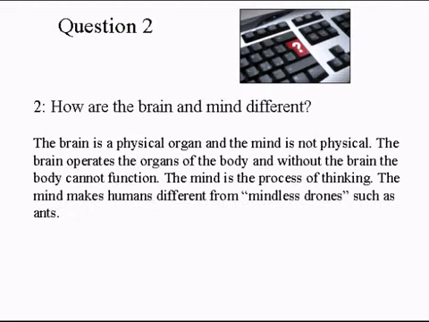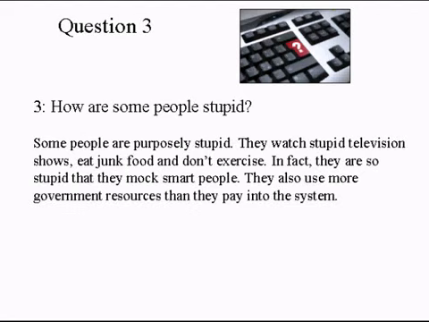How are the brain and mind different? The brain is a physical organ and the mind is not physical. The brain operates the organs of the body, and without the brain, the body cannot function. The mind is the process of thinking. The mind makes humans different from mindless drones, such as ants.